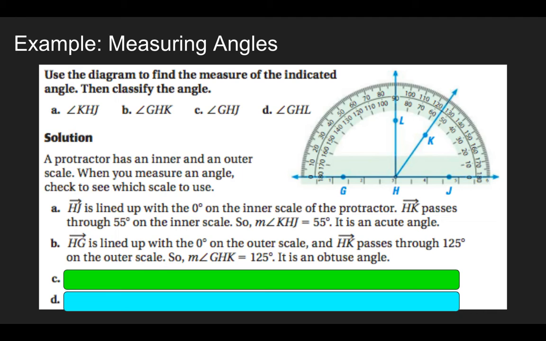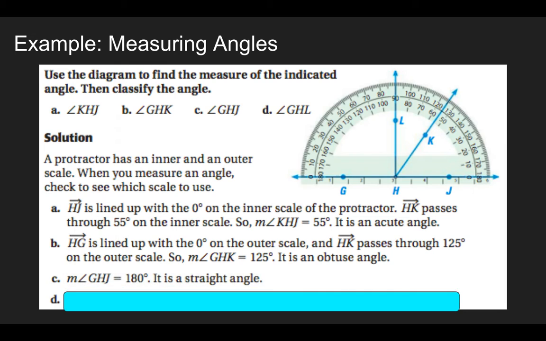Next, let's look at GHJ. GHJ goes from 0 to 180, or 0 to 180, depending on whether you're looking at the inside or the outside numbers. But regardless, it's just a straight angle, and we call a straight angle 180 degrees.